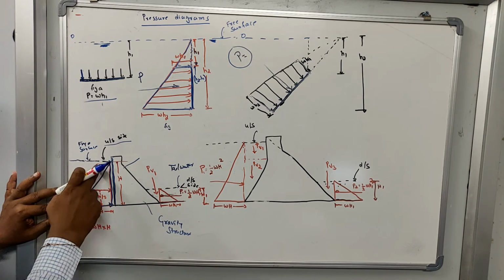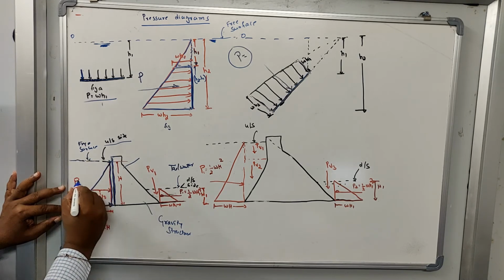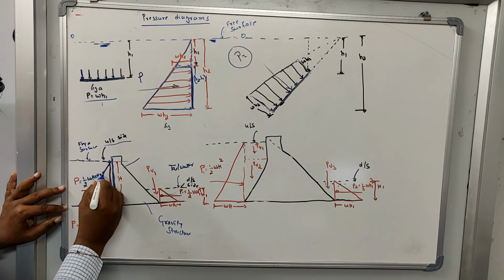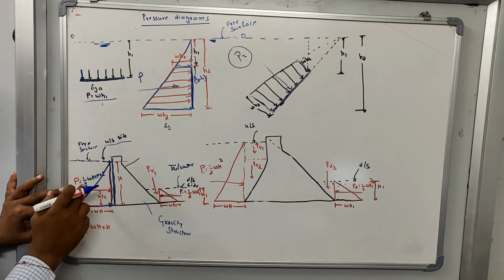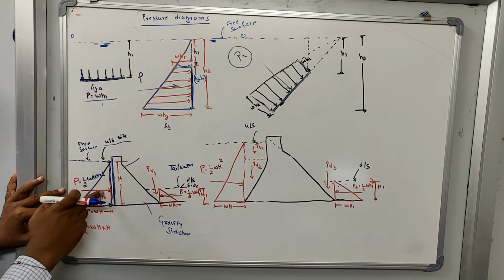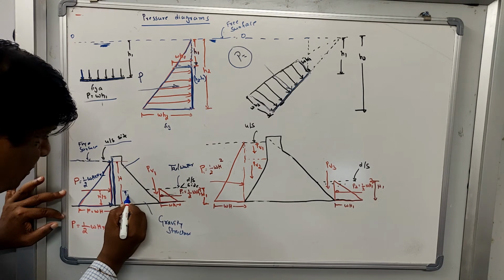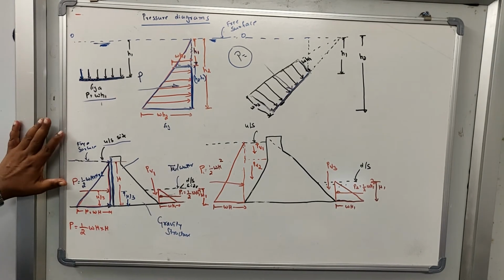So the total pressure acting on this triangle is P. This is equal to what? Area of this triangle, that is WH into H multiplied by 1. So this gives you volume multiplied by unit weight of water. So this is half WH square, the magnitude of total force P, and it is acting at a distance of H by 3 from the base of the dam, or 2/3 of H from the free surface.